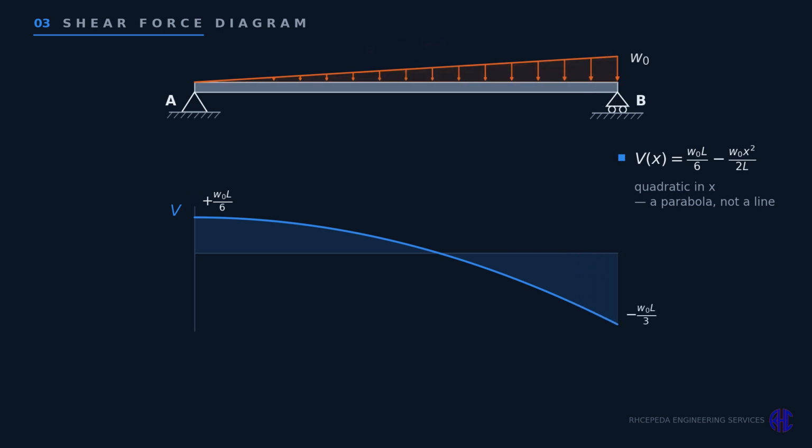Setting the shear to 0 gives x equals L over root 3, about 0.577 L. That is to the right of midspan, and that is exactly where the bending moment will peak.